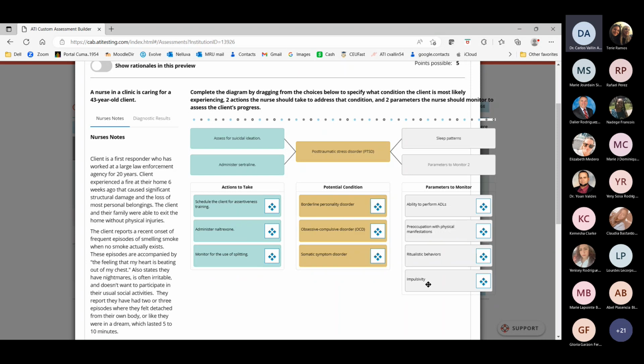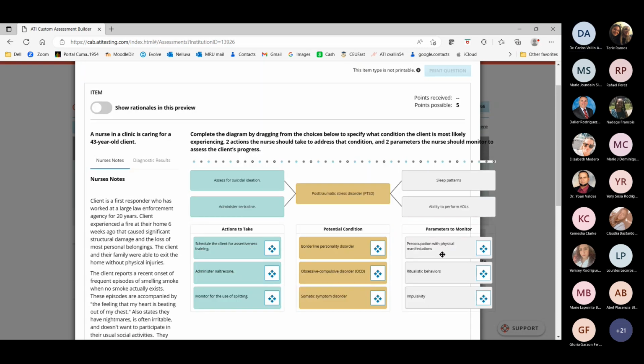Impulsivity, I don't know. I think it's more the borderline personality disorder. Ritualistic behaviors, more the OCD. Preoccupation for physical manifestation, the somatoform disorders. Maybe it is this. You know that you need to survive in the test, no? That sometimes, by using what you know, you need to choose what you don't know. Let's see what they think.